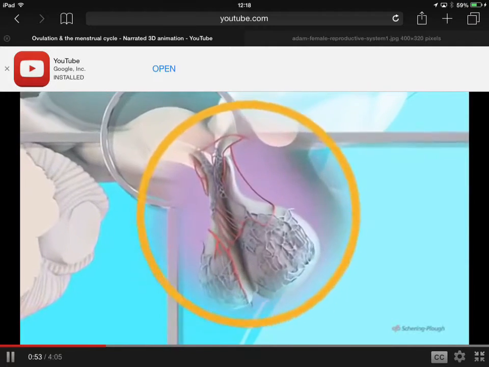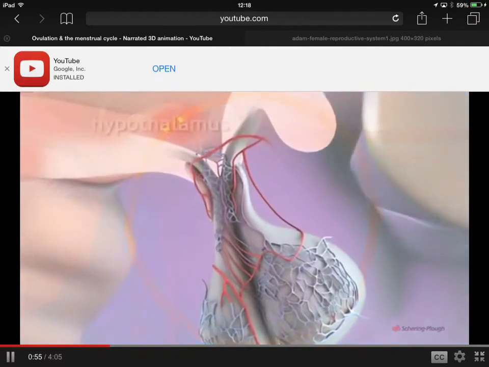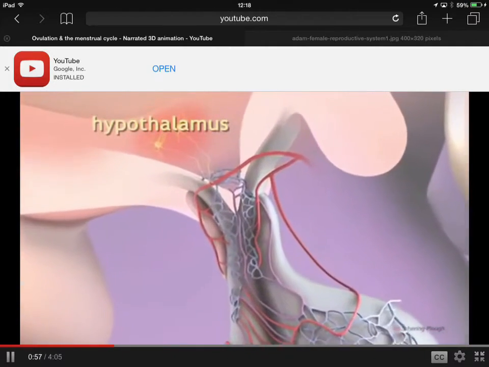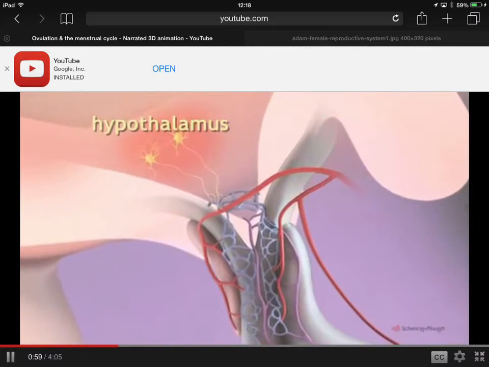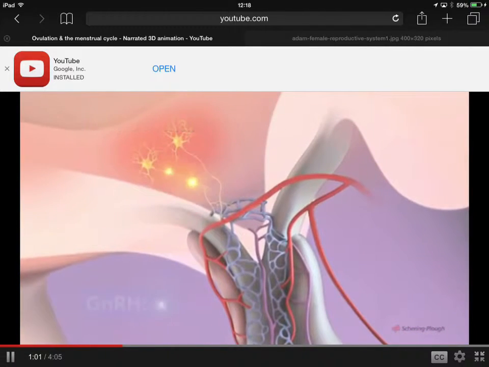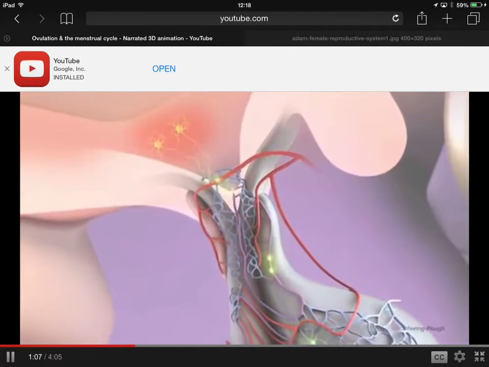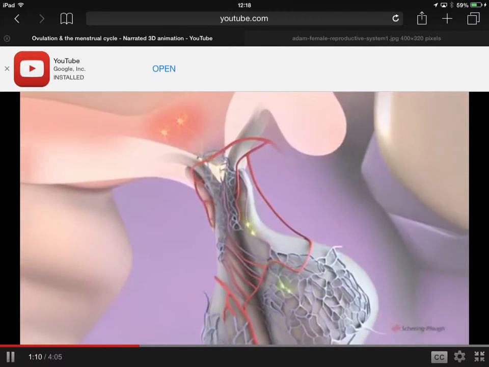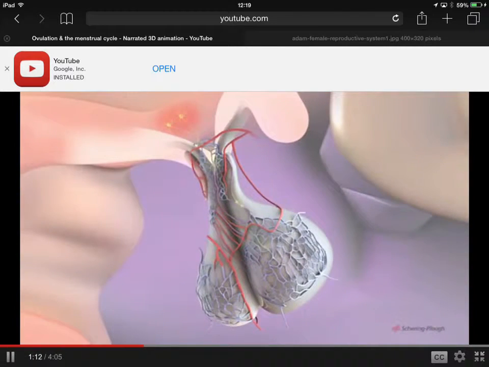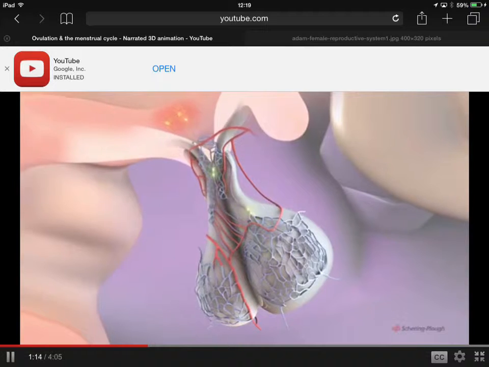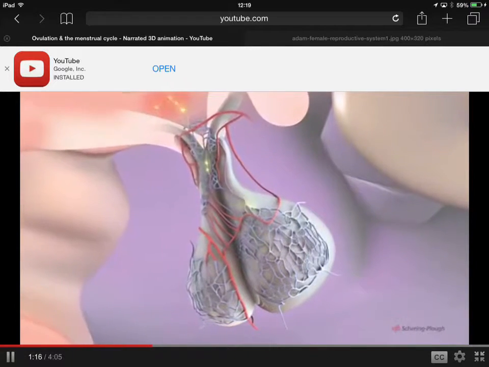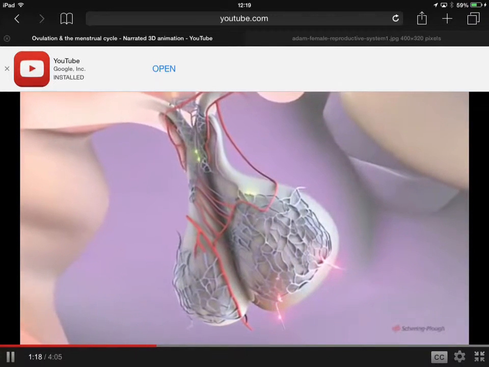A new menstrual cycle begins when the nerve cells of this center secrete a hormone called gonadotrophin-releasing hormone, GnRH, into the network of blood vessels which surrounds the pituitary gland. Stimulated by pulses of gonadotrophin-releasing hormone, cells in the pituitary gland secrete another hormone, follicle-stimulating hormone, or FSH.